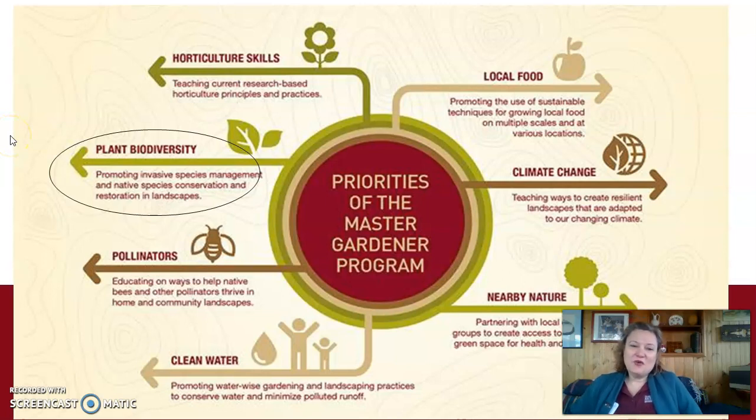So just to let you know how this fits into the Master Gardener program, or why this video is appropriate, it falls under one of our priority areas, plant biodiversity. We have a number of different priority areas, from local foods, horticulture, pollinators, nearby nature, and clean water. Plant biodiversity promotes invasive species management and native species conservation and restoration in the landscape. Of course, the native plants that we talk about are great pollinators as well, so that one could be highlighted too.